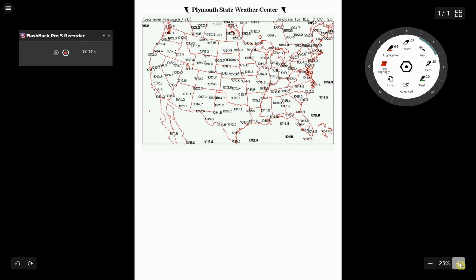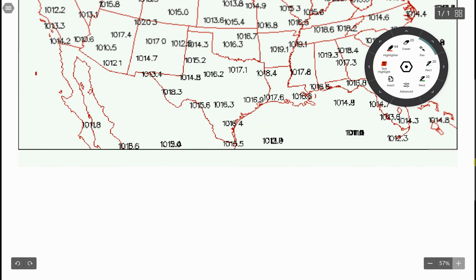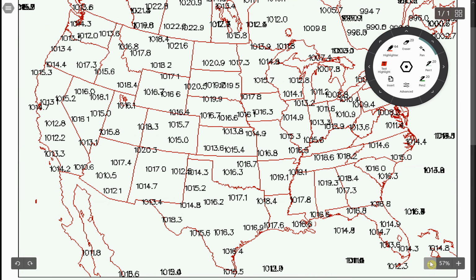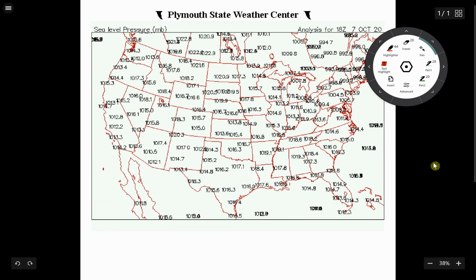Hi everybody, some of you have asked for some more help with isolines. So I wanted to go through the plotting process with you here. So this is today's map from the Plymouth State website.